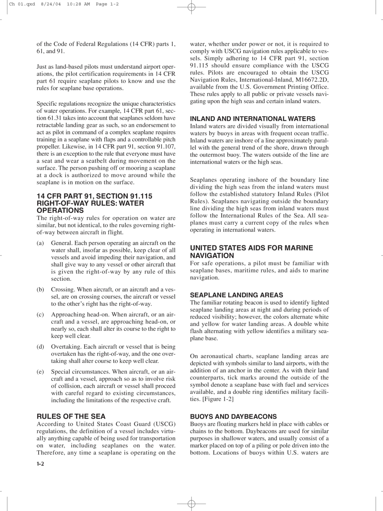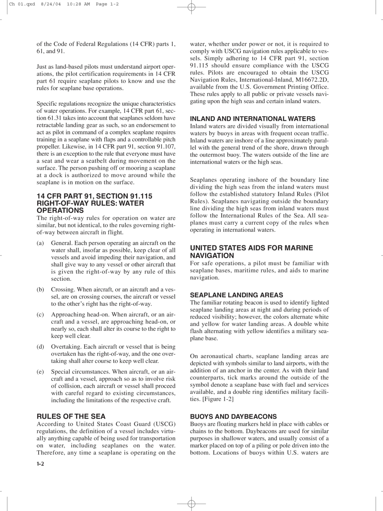14 CFR Part 91, Section 91.115 Right-of-way rules. Water operations. The right-of-way rules for operation on water are similar, but not identical, to the rules governing right-of-way between aircraft in flight. A. General. Each person operating an aircraft on the water shall, insofar as possible, keep clear of all vessels and avoid impeding their navigation, and shall give way to any vessel or other aircraft that is given the right-of-way by any rule of this section. B. Crossing.